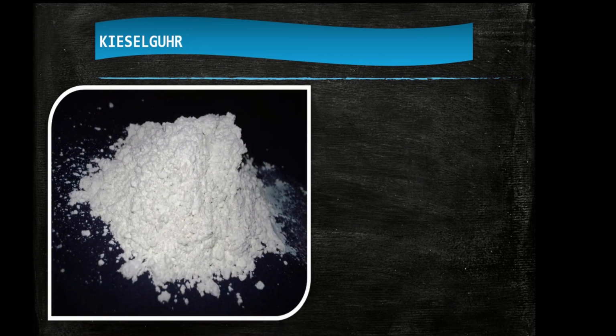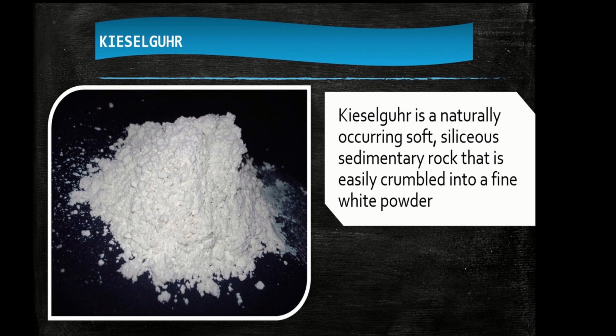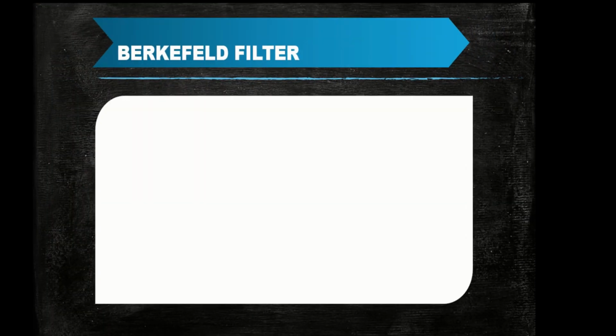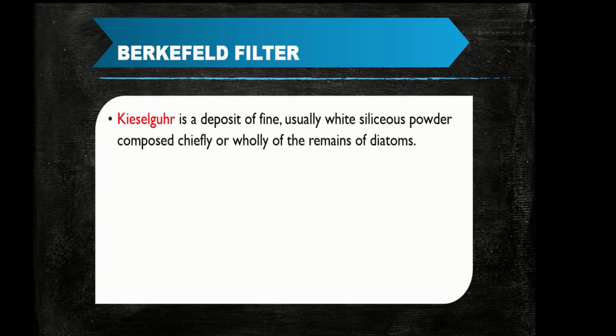Now let us see the Kieselguhr. What do we mean by Kieselguhr? You can see here it is in powder form. Kieselguhr is a naturally occurring soft siliceous sedimentary rock that is easily crumbled into a fine white powder, as can be seen in the picture. It is also known as diatomaceous earth. Kieselguhr is a deposit of fine, usually white siliceous powder composed chiefly or wholly of the remains of diatoms, and it is also called diatomaceous earth and infusorial earth.